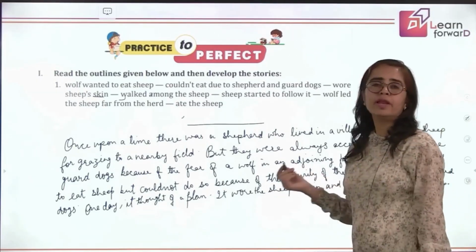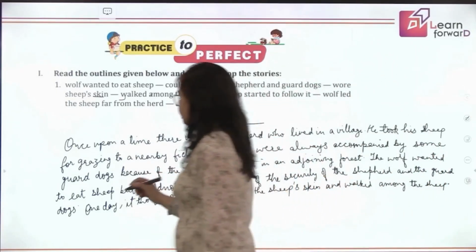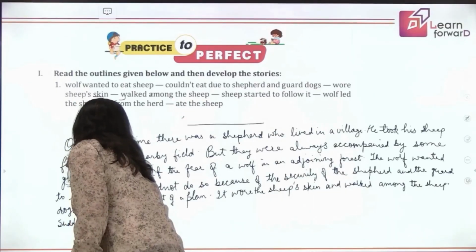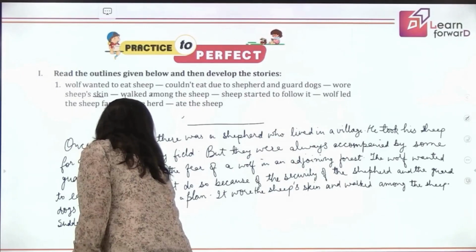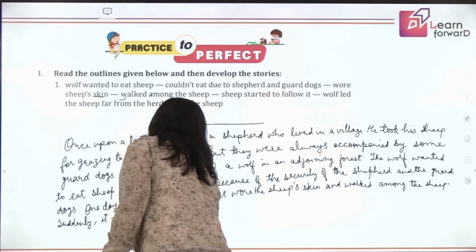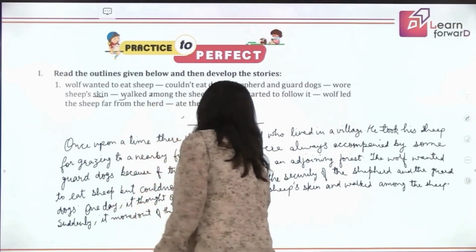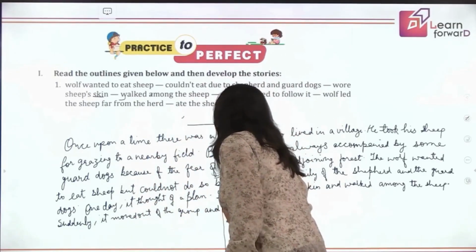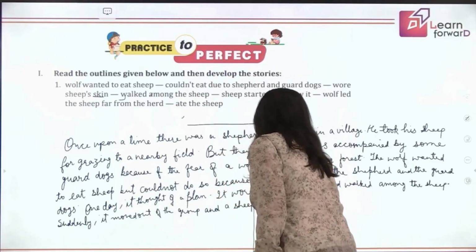Right? So what happened next? Suddenly, it moved out of the group, and a sheep started to follow it.